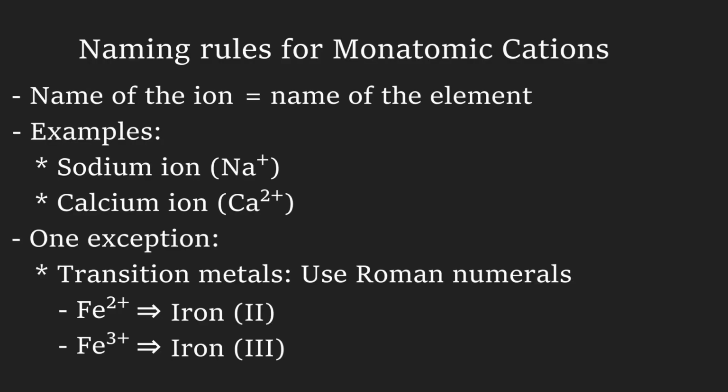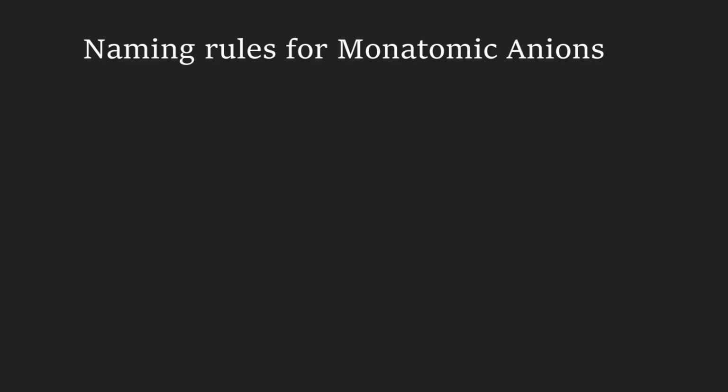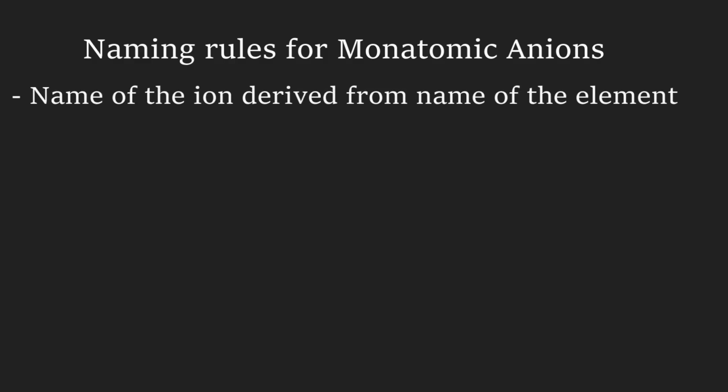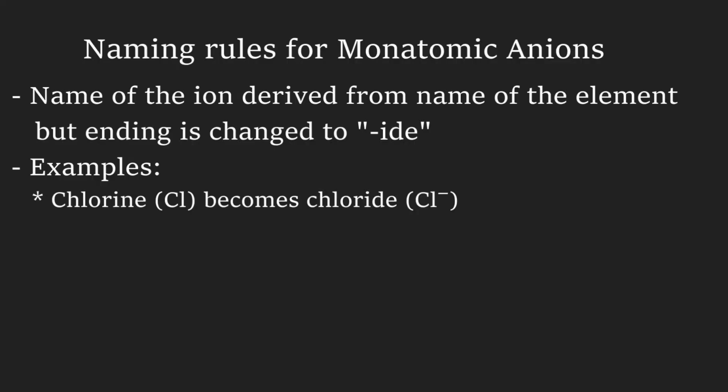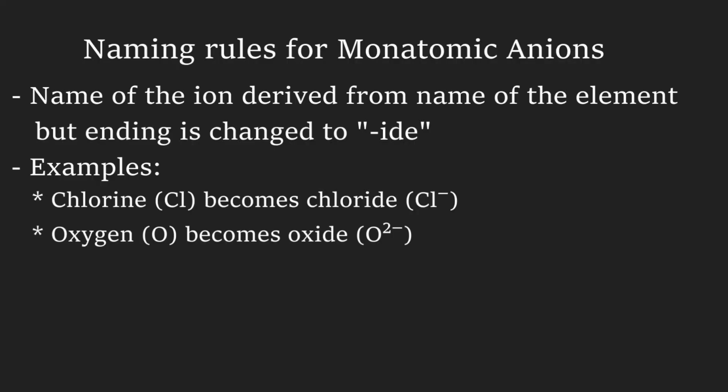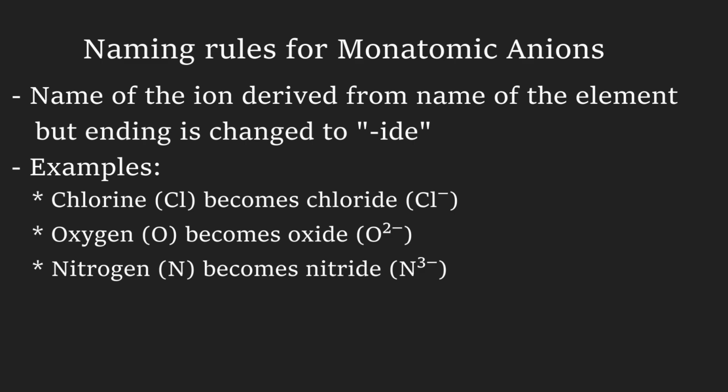So to quickly recap what we've talked about up until this point, we've looked into the naming rules for monoatomic ions and specifically for monoatomic cations, which are positively charged ions. Now let's look at the naming rules for monoatomic anions, so negatively charged ions. For monoatomic anions, the name of the ion is derived from the name of the element, but the ending of the name is changed to -ide. For example, chlorine becomes chloride, oxygen becomes oxide, and nitrogen becomes nitride.